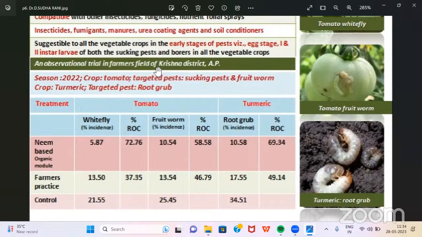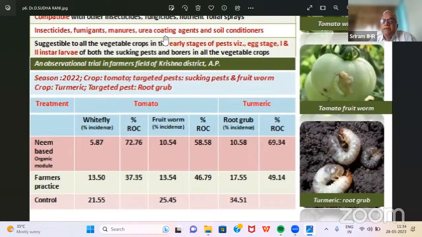So with these few points, I would like to conclude that neem-based products are highly recommendable for vegetable crops, especially against the early stages of the pests, that is egg stages and first and second instar larvae, both for sucking pests and borers. Thank you for giving me this opportunity.